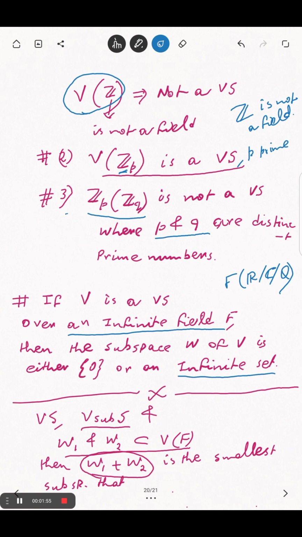Okay? So these are the notes that were missing in my last lecture, so I thought to include them in this one. Keep in mind or note it down. That will be better for your future. Coming back to the last lecture, we know W1 plus W2 is the smallest subspace.